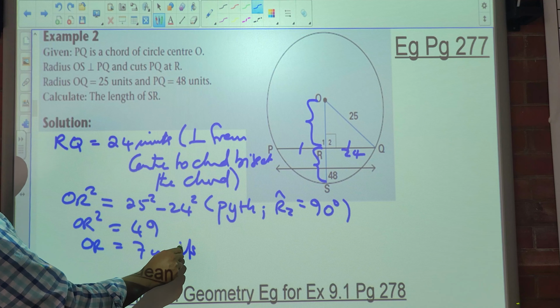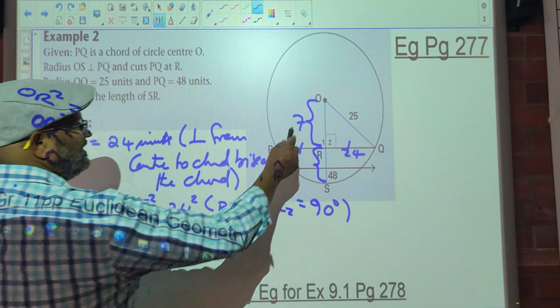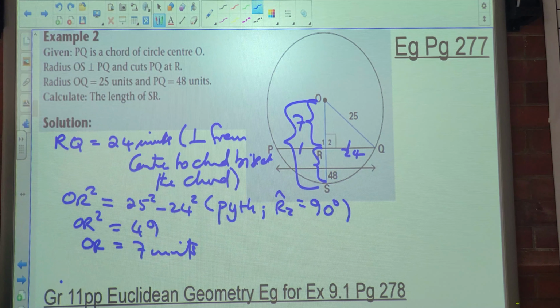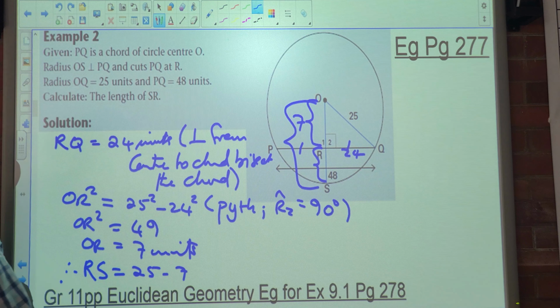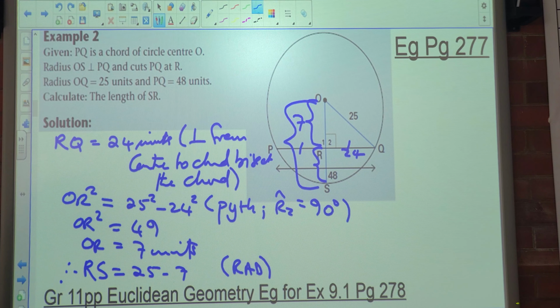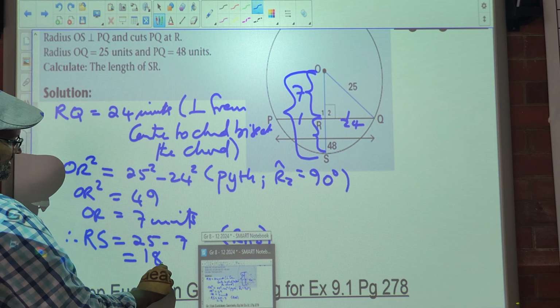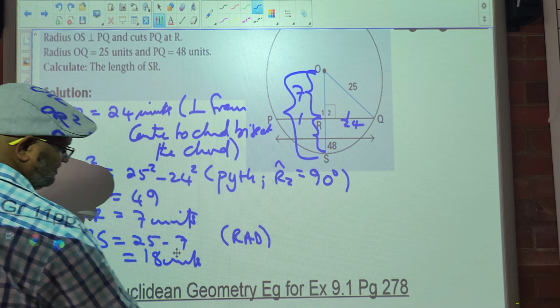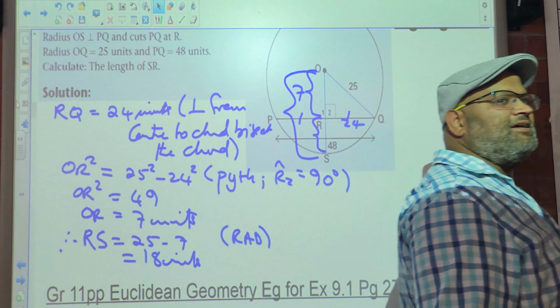But they haven't answered the question. They want RS or SR. So we know that OS is equal to what? 25. So we now say RS is equal to 25 minus 7. Why? It's the fact that it's your radius. Okay? Therefore RS is 18 units. So any confusion there? No? So with that you should have been able to do exercise 9.1.